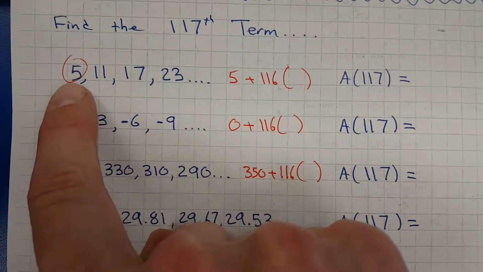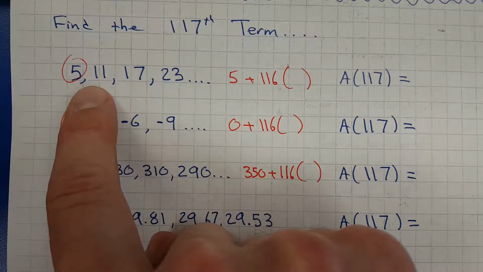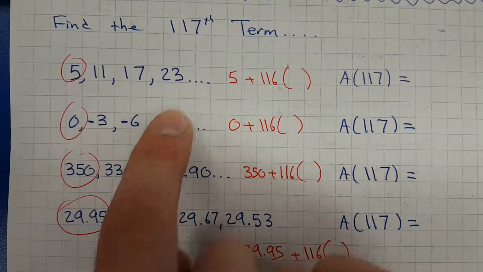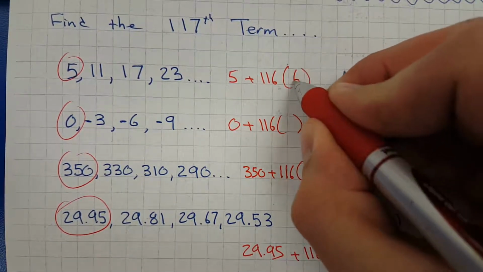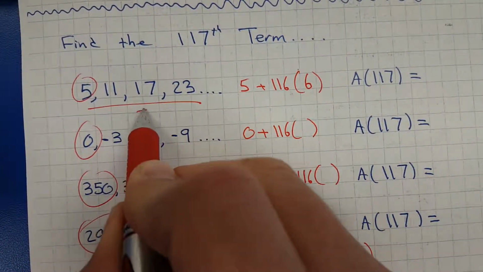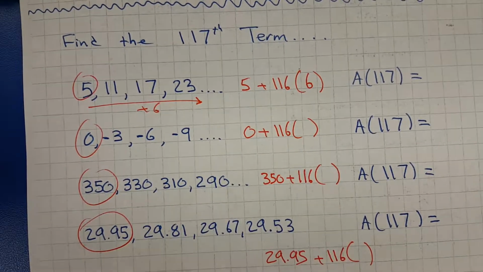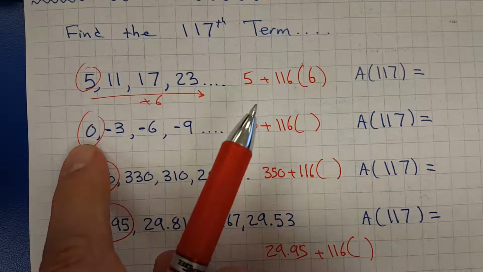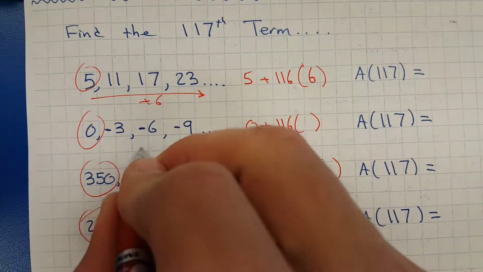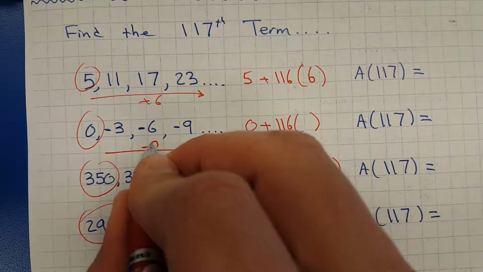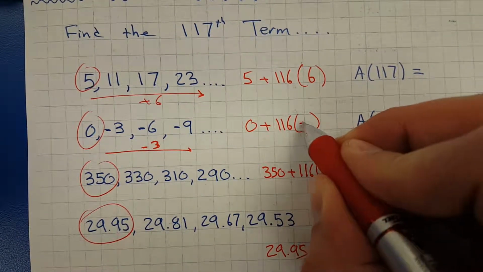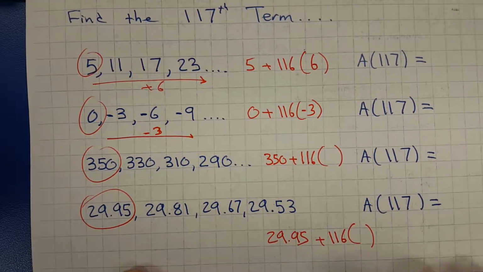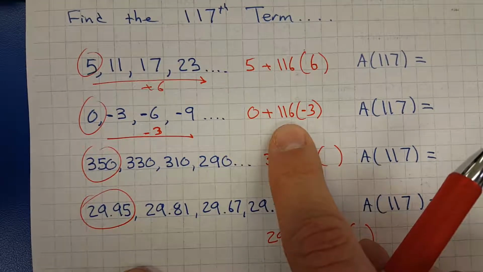There we go. So we're going from 5, so let's see, plus 6, plus 6, plus 6. Oh, it's easy. That's the common difference. 6 is the common difference, okay? Look at this next one. Looks like we're just subtracting 3. Oh, minus 3, excuse me, is the common difference. Okay. Throw a negative 3 in there. Okay. Start at 0, 116 jumps.